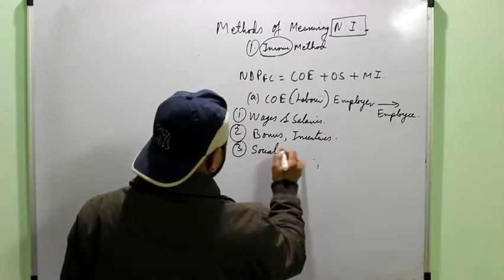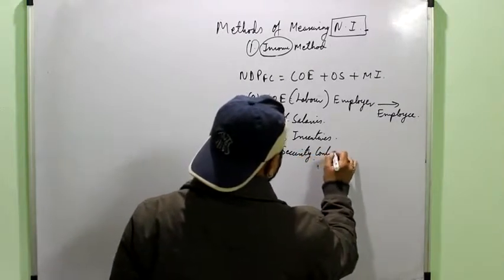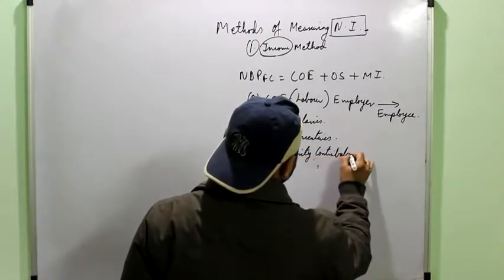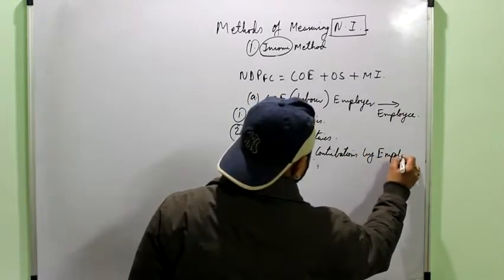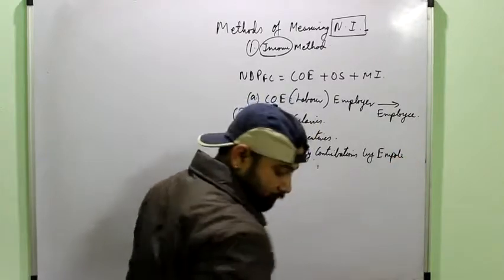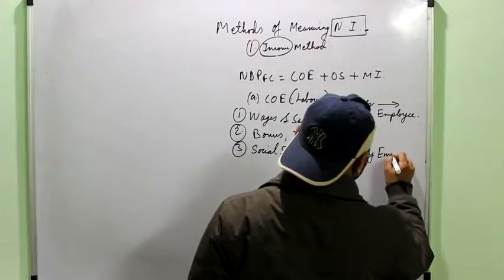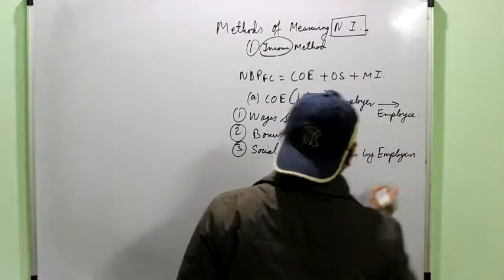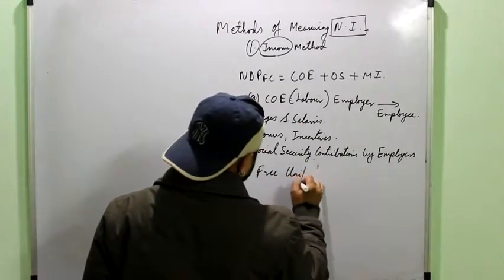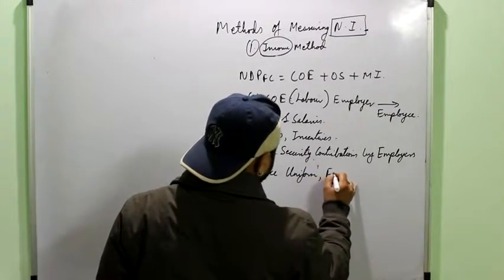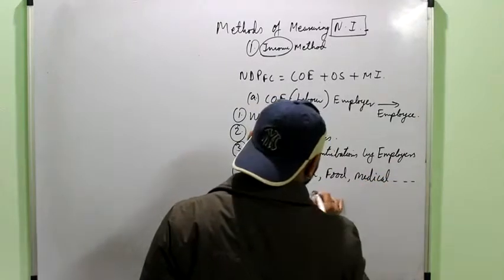Then social security contributions by employers. Then we have any free uniform, free food, free medical facilities or any other thing given to the employee.